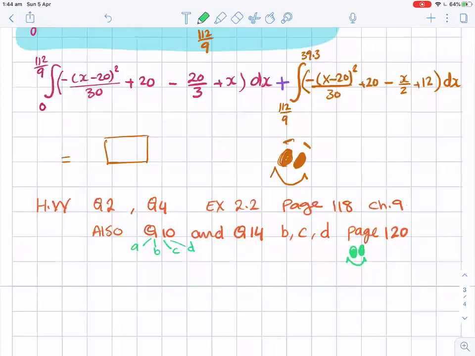Okay, just before we finish, for homework or practice, you can do question 2 and question 4 from exercise 2.2 from your book, page 118, chapter 9, and also question 10, A, B, C, D, this is in green, and question 14, A, B, C, D, even if you do A, B, C, D is fine. Page 120. Okay, so you can do these for more practice about this topic.